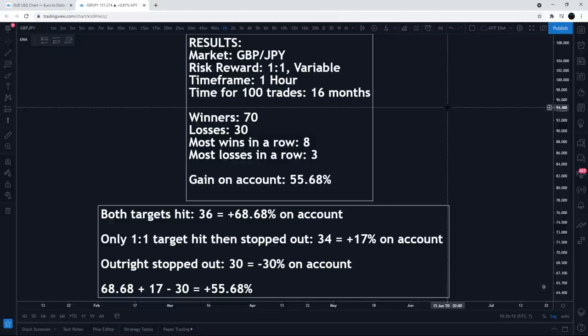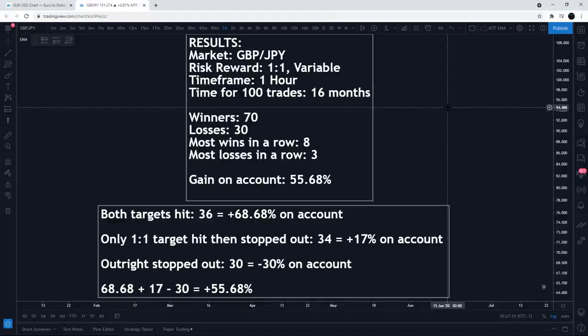So 70 winners and 30 losses, giving it a 70% win rate, which is very good, obviously. The most wins in a row was 8, and the most losses in a row was 3. And the gain on the account was 55.68%. So the strategy did really well, not a huge drawdown at all, good winning streak. Overall, really good performance.